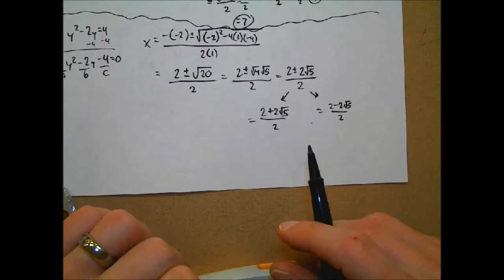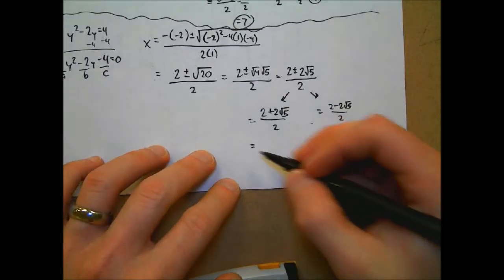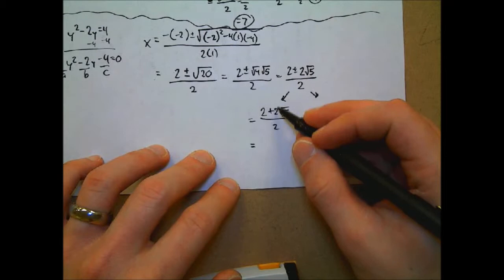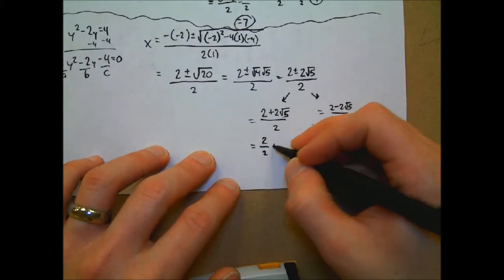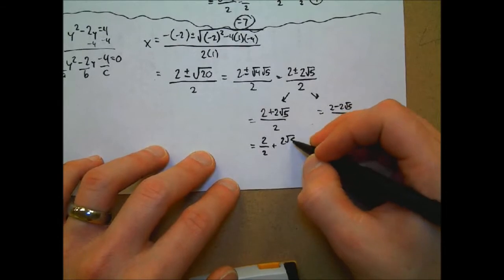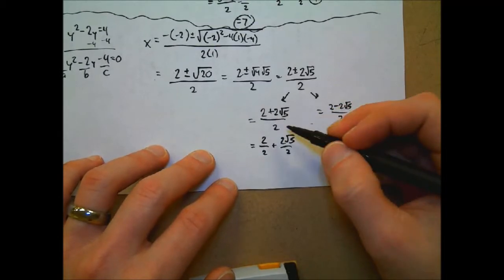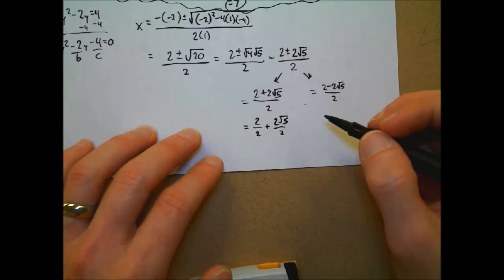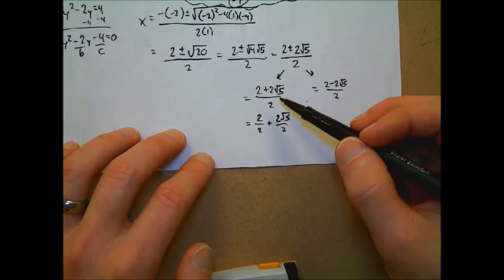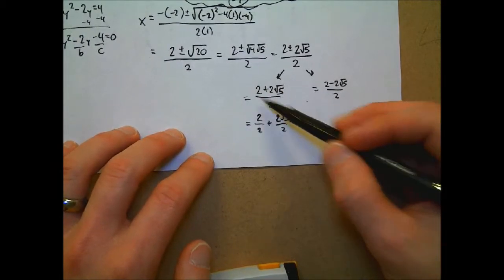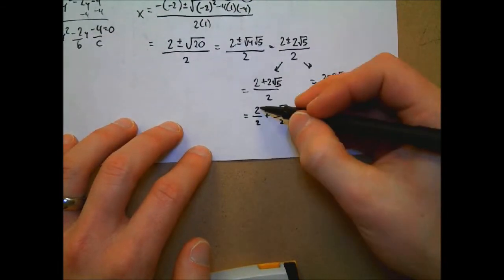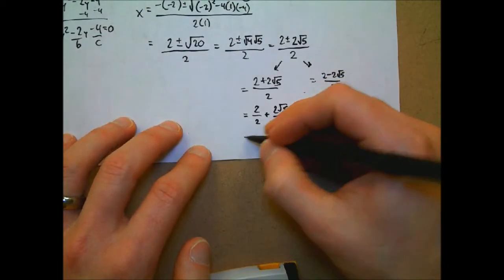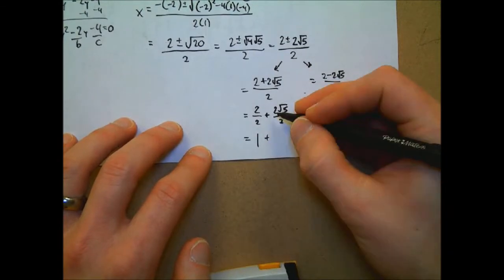Okay, 2 over 2 plus 2 root 5 over 2. Okay, what is 2 divided by 2? 1. Okay, that was easy enough. 2 divided by 2 here. 1. So what is this going to simplify to be? 1 square root 5. Or you can just say root 5 if you like to. Okay. All right, we're going to do the same thing with this one. Break it up. 2 over 2 minus 2 root 5 over 2.